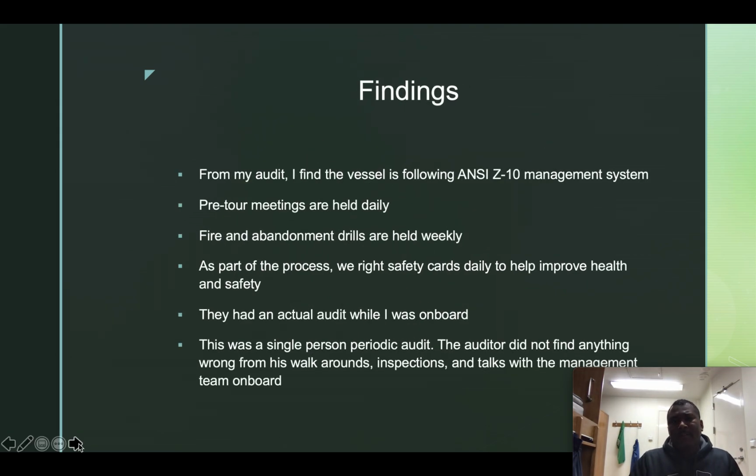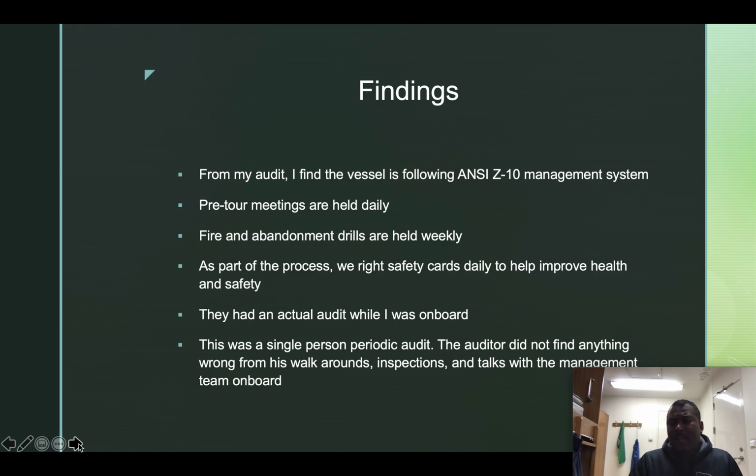All right, guys, my findings. For my audit, I find the vessel is following the NZZ10 management system. We have pre-tower meetings held daily. Fire and abandonment drills are held weekly. As part of the process, we write safety cards daily to help improve health and safety. I spoke about safety cards earlier, guys. That's part of the evaluation and correction. We evaluate by writing the cards. You watch somebody work, make sure they're working safe. If they're not, you write a card, you correct them. That's part of the evaluation and correction process.